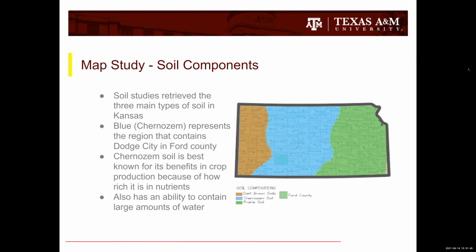And the third component is a soil component. We also wanted to choose a site location that would have a soil type that would benefit our design approach. And so the three major soil components throughout the state are the dark brown soil, the Chernozem soil, and the prairie soil. So Ford County is located in this type of soil that can benefit the crop production.